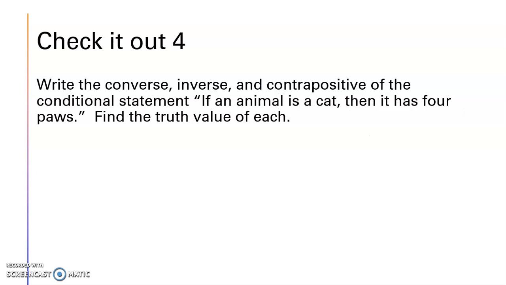In check it out number 4, again, you have to write the converse, inverse, and contrapositive of the conditional statement. If an animal is a cat, then it has 4 paws, and again, you have to decide true or false for each conditional. So pause the video, do that on your Google Doc, and then press play to see the last thing we have to talk about.